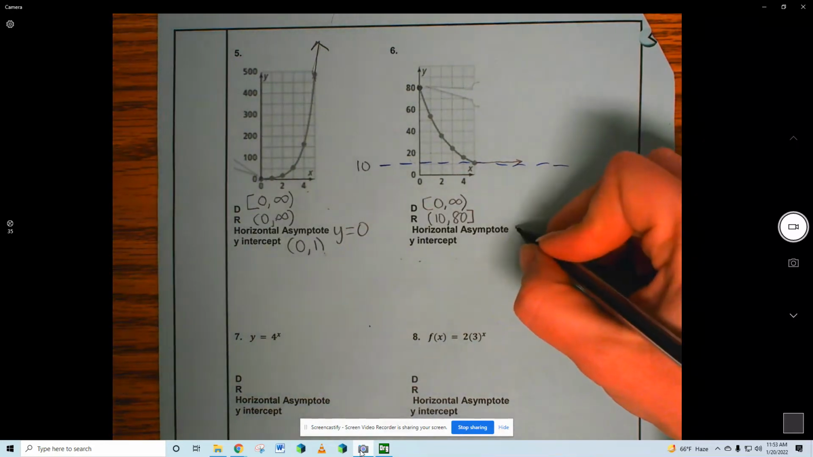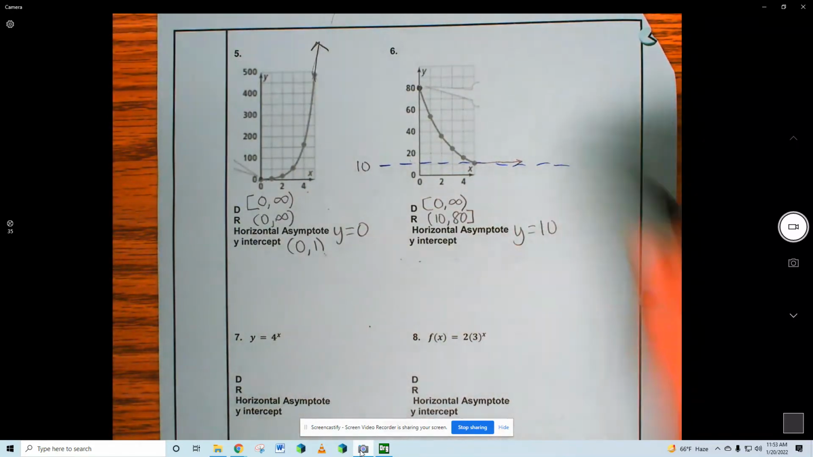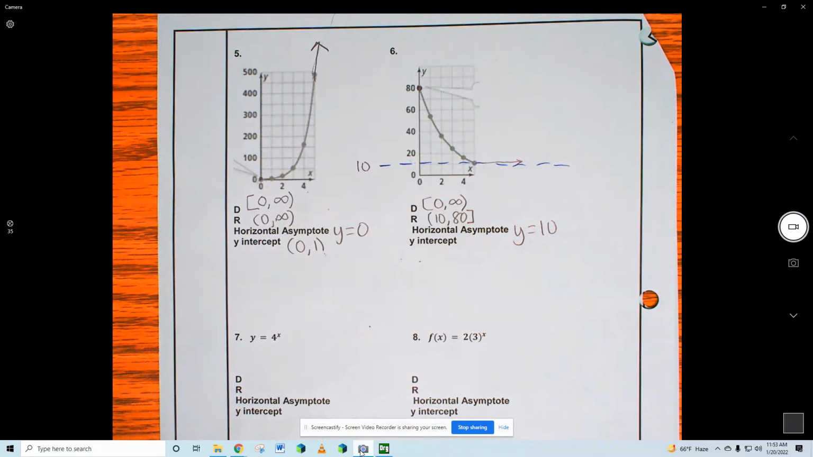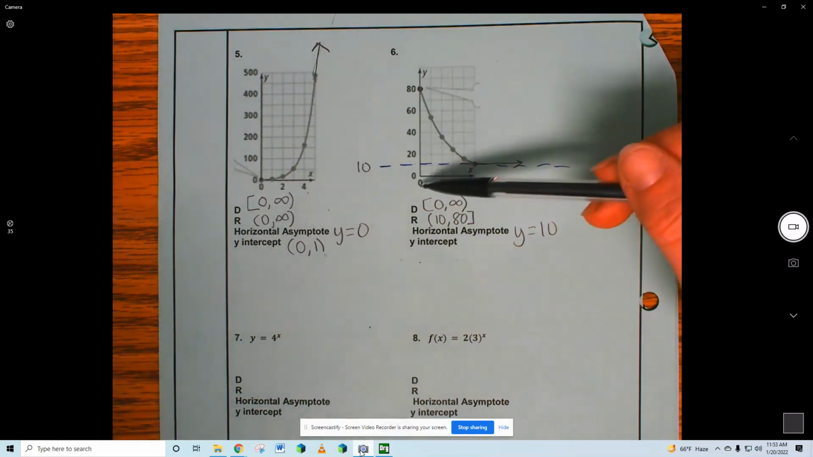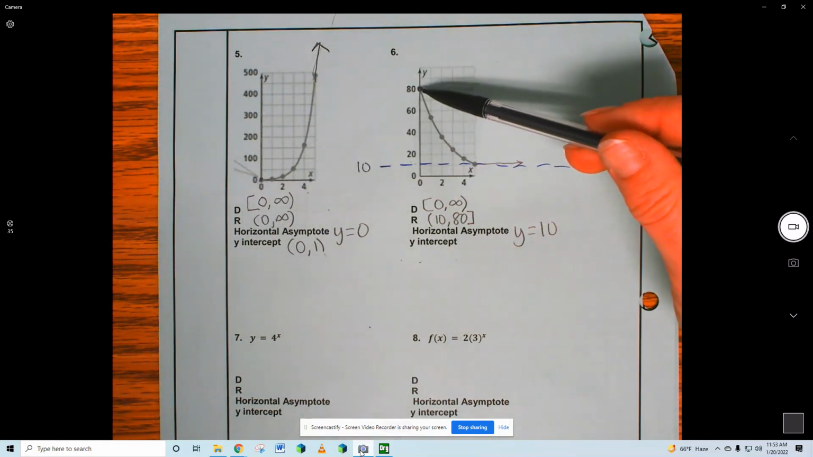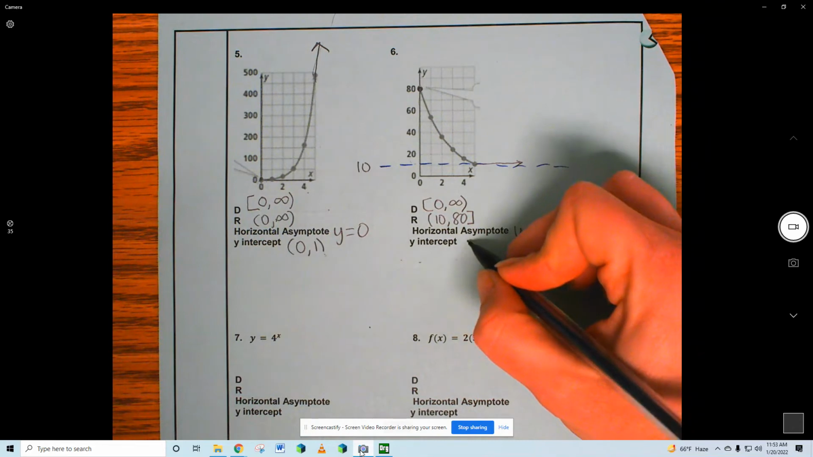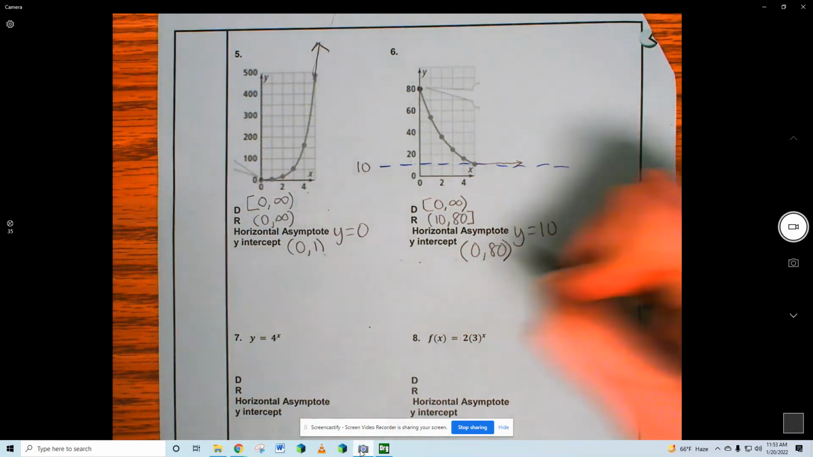Horizontal asymptote is at 10. And the y-intercept is what? It's a dark circle. What's it at? My y-intercept. 80. 0, 80.